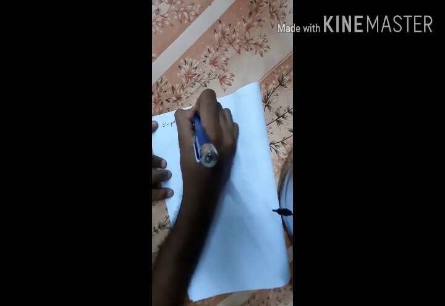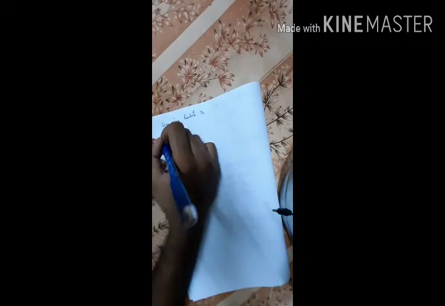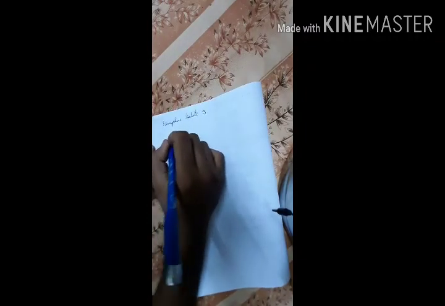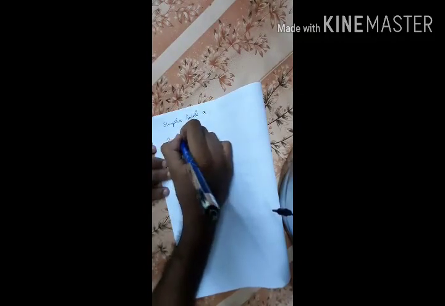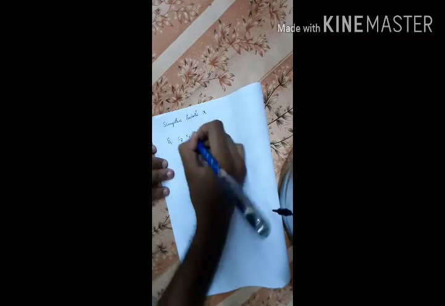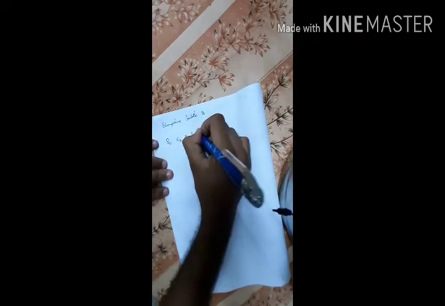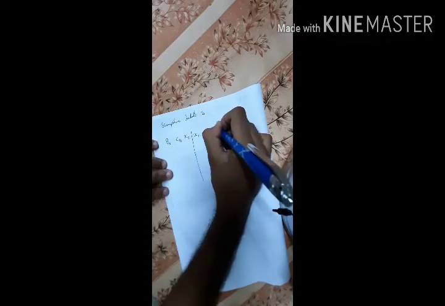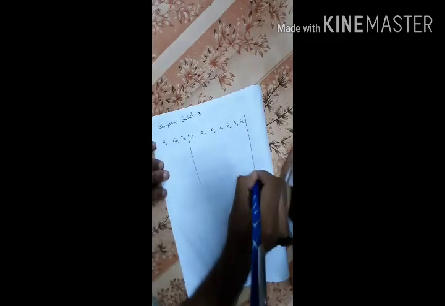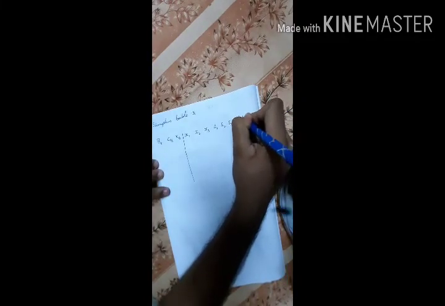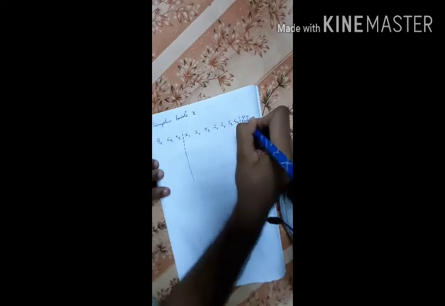So this is simplex table 3. In that we calculate dv, cv and xp. Next is x1, x2, x3, then s1, s2, s3 and s4. The minimum ratio is xp by xr.